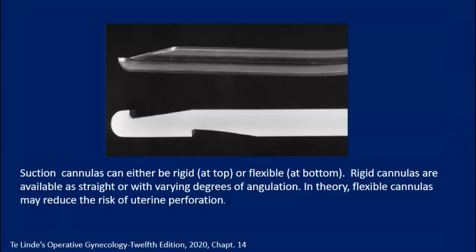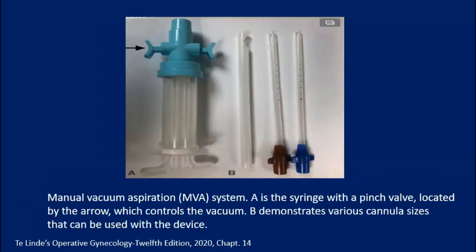This slide demonstrates two types of suction cannula. The top one tends to be rigid and has just a small lip. The bottom one has two lips and also is flexible. And in theory, these types of cannulas, the bottom one, may reduce the risk of uterine perforation.